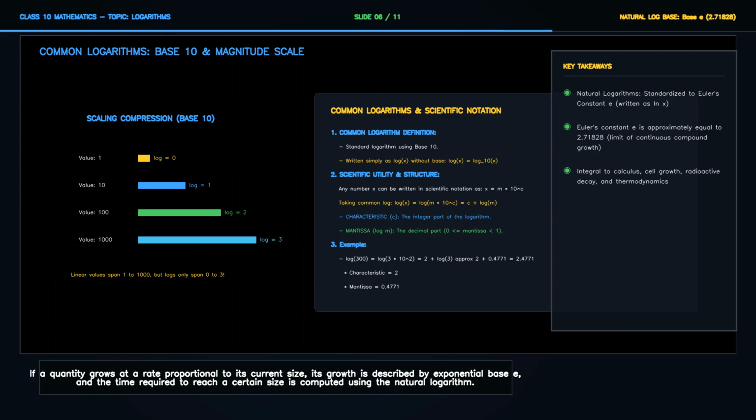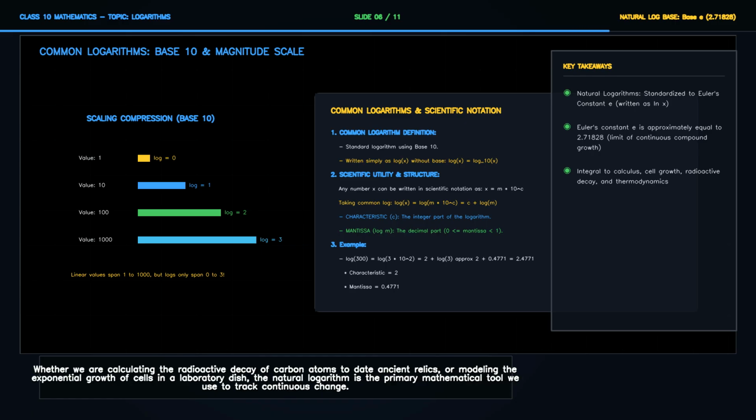Whether we are calculating the radioactive decay of carbon atoms to date ancient relics, or modeling the exponential growth of cells in a laboratory dish, the natural logarithm is the primary mathematical tool we use to track continuous change.